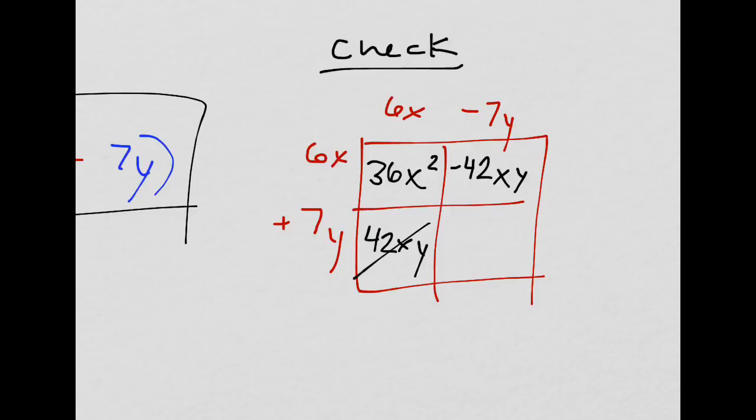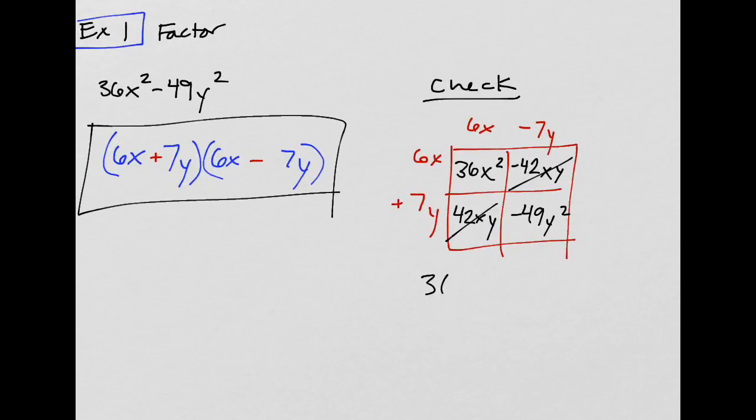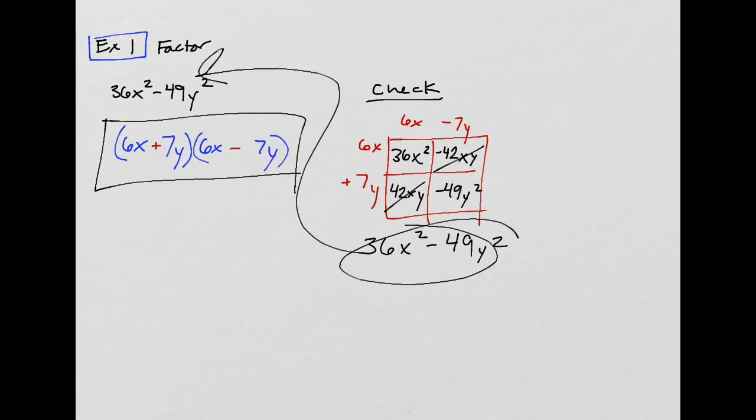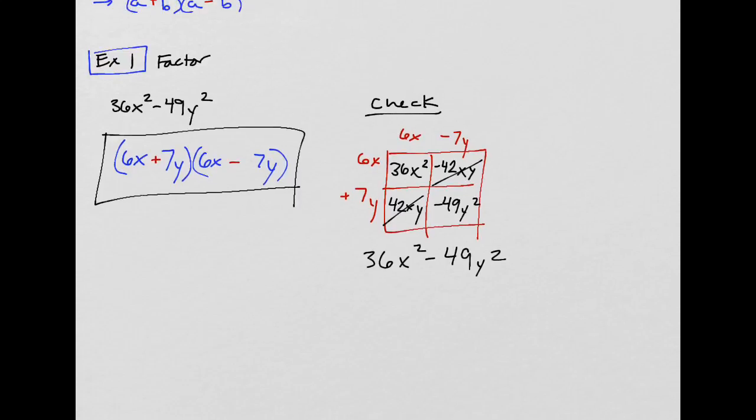y times x is yx, or xy again. And look at that, when we combine like terms, they cancel out. And then 7 times negative 7 is negative 49, and y times y is y squared. So really, all we have is 36x squared minus 49y squared. That's why this pattern works. Amazing. So that's how to check it.